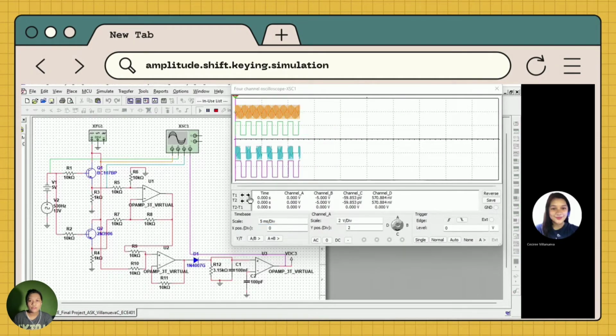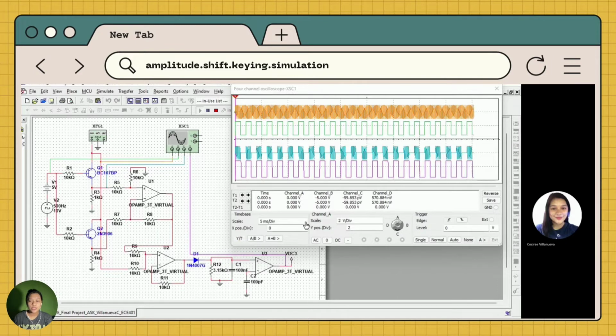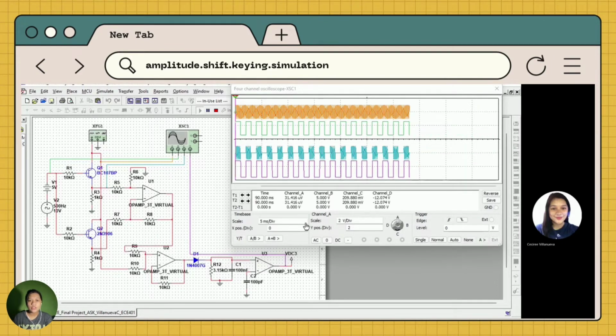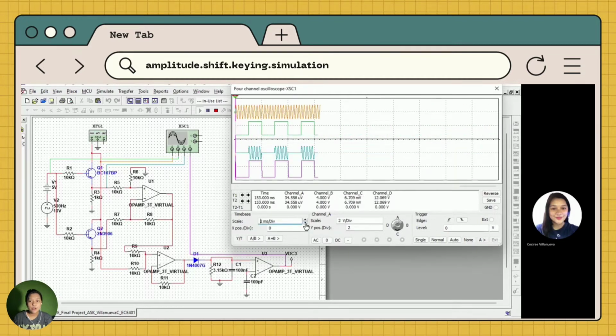This is the video of the amplitude shift keying simulation. As we can see here, whenever the discrete signal or the green signal is 0, the modulated signal or the blue signal is flatline or it has no amplitude. While when it is 1, there is an amplitude in the modulating signal.